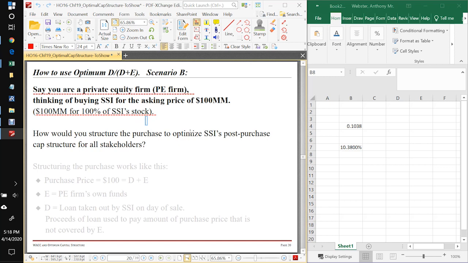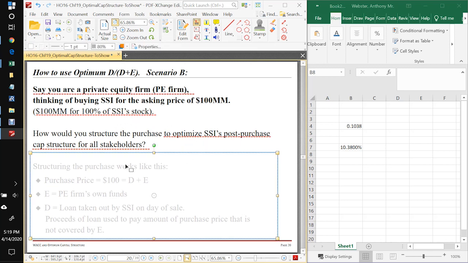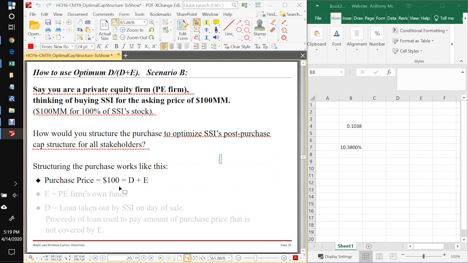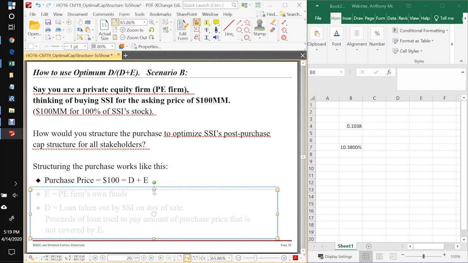So if you're the private equity firm and you want to optimize SSI's capital structure after you've purchased it, how are you going to do this? This is something private equity firms do all the time. When they buy a firm, they recapitalize it into what they believe is the optimum capital structure. So here's how it would go, okay? First thing you note is that the purchase price is 100, and that's going to be comprised of D, which is the loan going to be taken out by the company, and E is going to be your own funds.